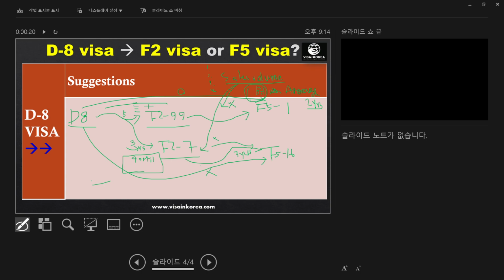So before moving to F5-1 or F5-16, if you got a D8 visa, you can check F2-99 and F2-7 initially, right? This is very important information, right? If you do, what is the benefit of the F2-99 and F2-7? You can check that.